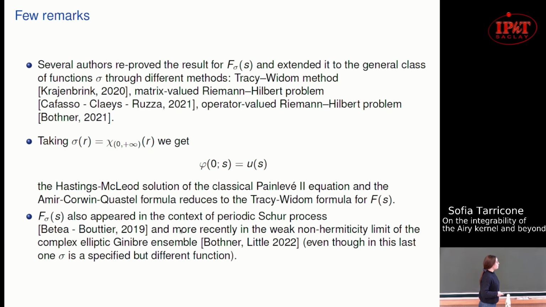And now, F sigma s has appeared in other integrable probability models, and very recently, it appeared in the weak non-Hermiticity limit of the complex elliptic Ginibre ensemble. This is very nice because when you consider the complex elliptic Ginibre ensemble, this is another random matrix ensemble where you are looking at random matrices that have some probability measure on them. But the point is that since they are no longer Hermitian, your eigenvalues are in the complex plane. What has been proved for this ensemble is that if you look at, for example, the real part or the imaginary part of the eigenvalues of this random matrix, you can still encode them through determinantal point processes. But this will be on a two-dimensional space, the entire complex plane, not just on the real line.